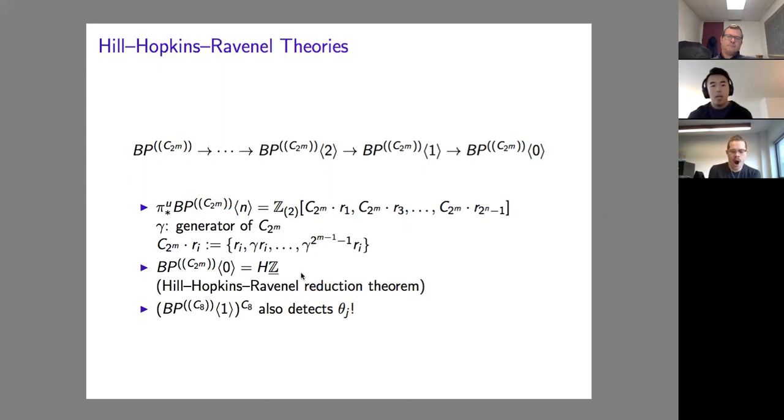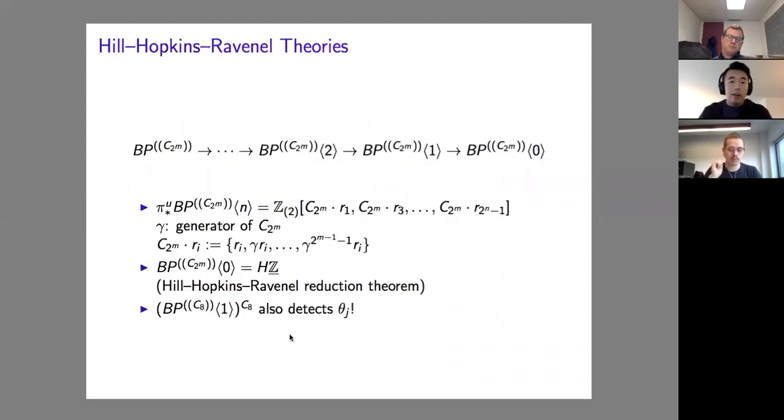Now, what's the point of this tower? What I said in the last slide is that we know that MU^(C8) detects the Kervaire invariant elements. But what's true is that even if you just look at BP^(C8)<1>, the very first stage of this tower, that spectrum, the C8 fixed point, also detects the Kervaire invariant elements. So if you want to do computations to see what's going on, you don't have to do the full computation with MU^(C8). You can just focus your attention on this truncated BP^G, which is much smaller. This means we see fewer classes on the E2 page of the slice spectral sequence, and it's easier to compute. So even the first stage of the tower for BP^(C8) will detect theta j.